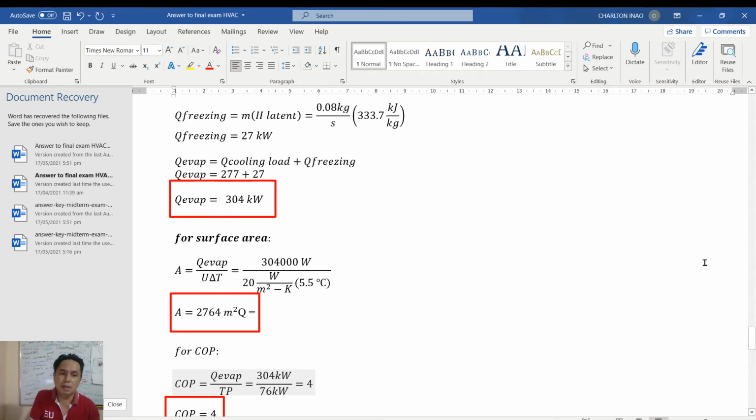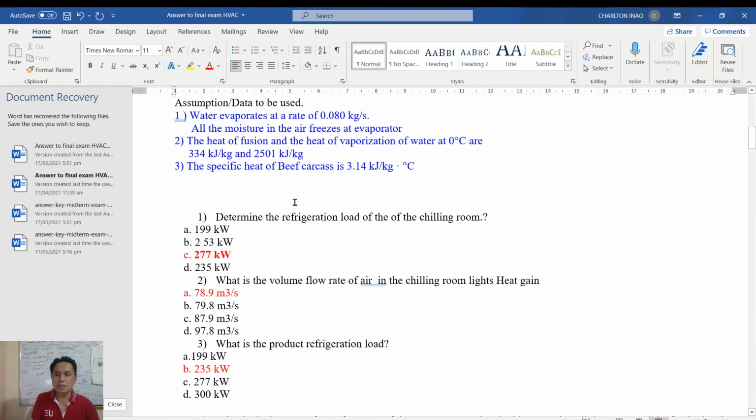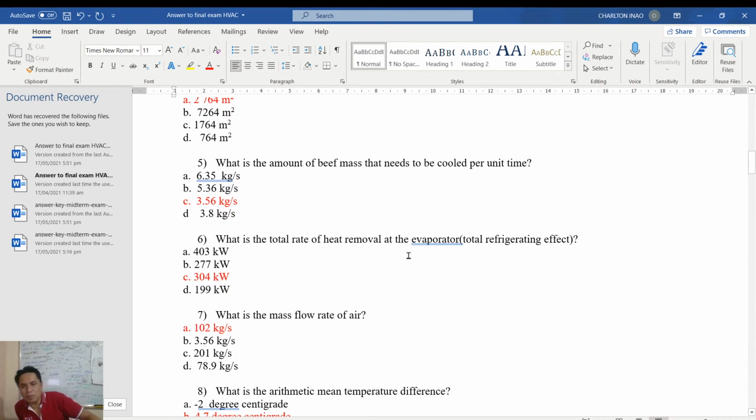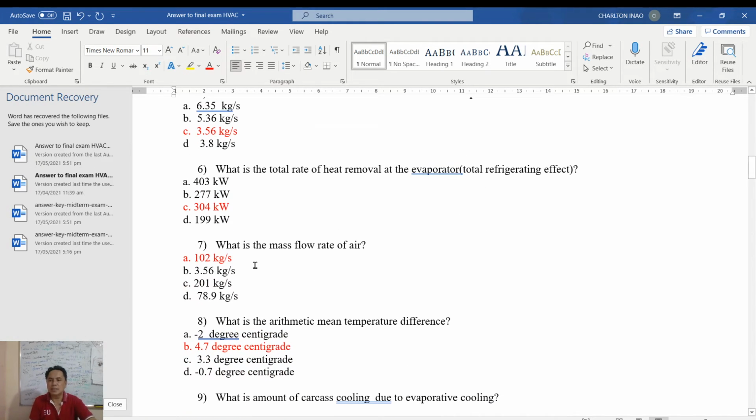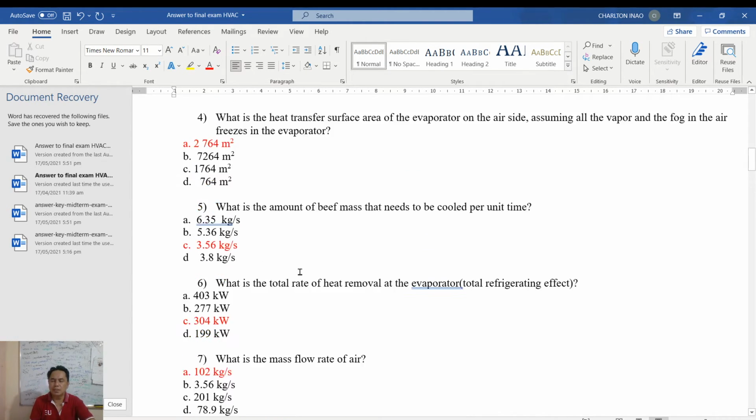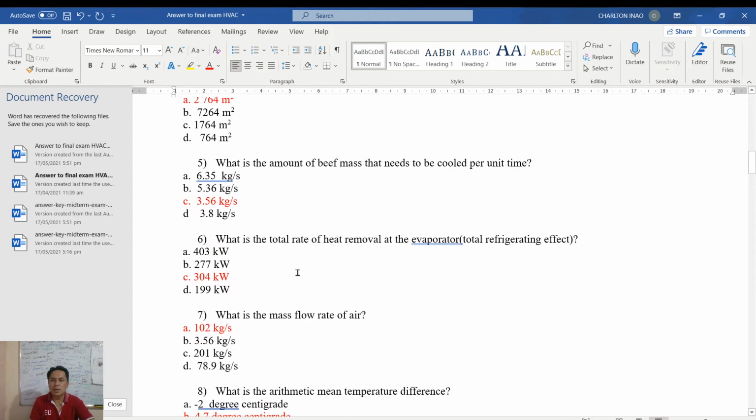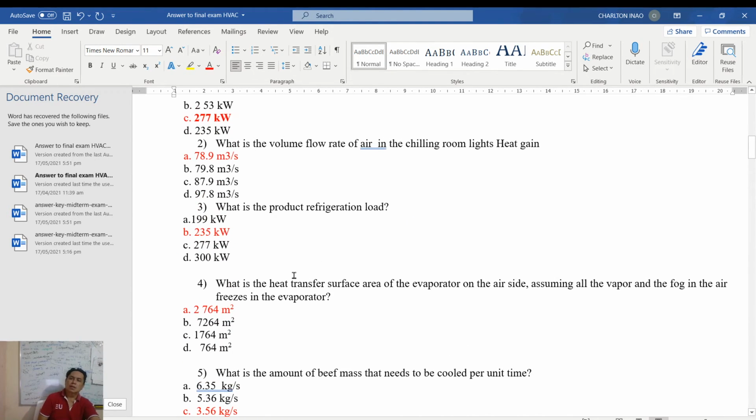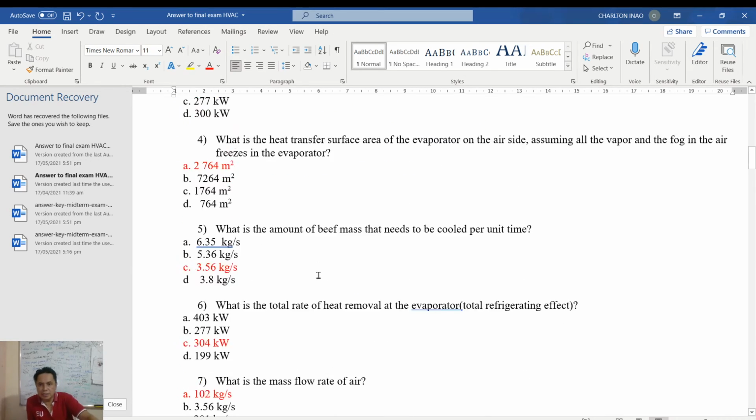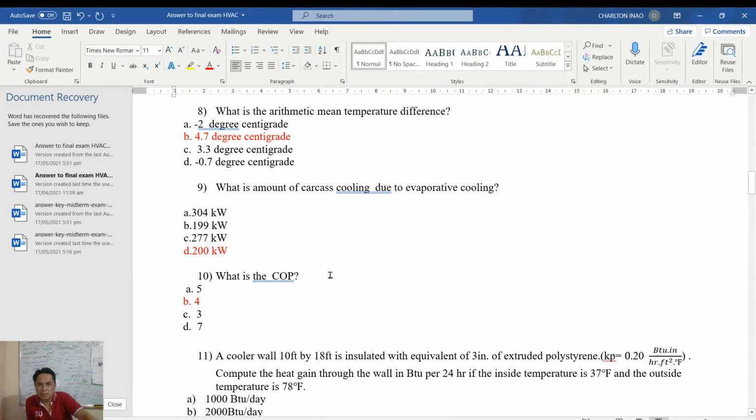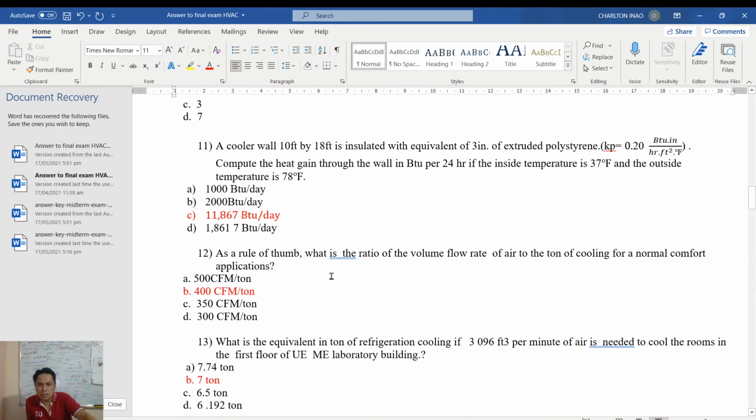So we go back to the problem so that we can finish the problem about the carcass. So we're gonna continue with this total rate of heat removal at the evaporator, total refrigeration effect. It's gonna be 304 kilowatts. So we're able to solve that with the extra for the cooling load. So this one is right here, yeah. So we have this 300 kilowatts.